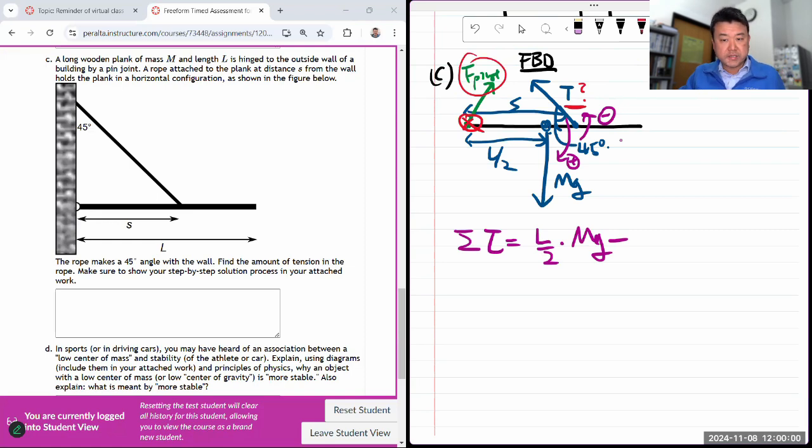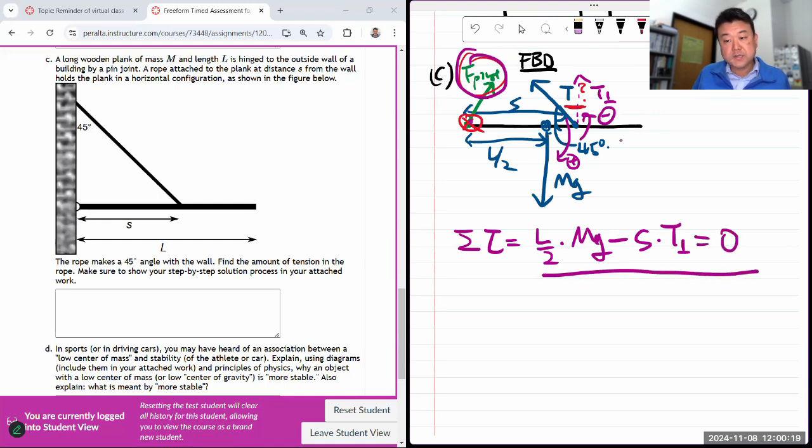Let's do it this way. Let's do distance times the perpendicular component of the force, T perpendicular. So it'll be S times T perpendicular. And the pivot force, because the lever arm is 0 here, provides 0 torque. This is all the contributions to the net torque. That should equal 0. So this is a single equation, single unknown. We should be able to solve it.